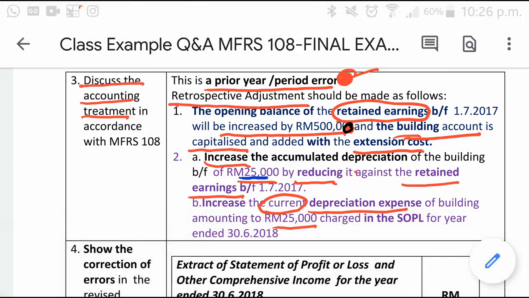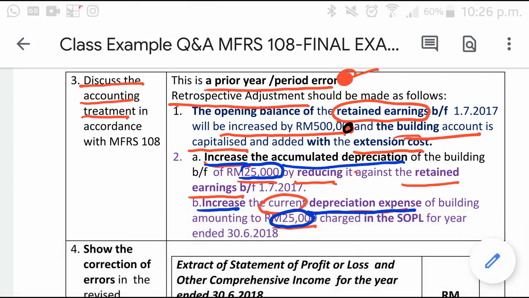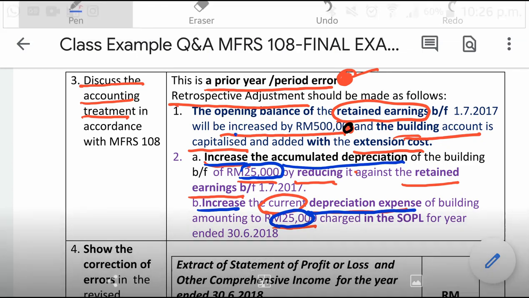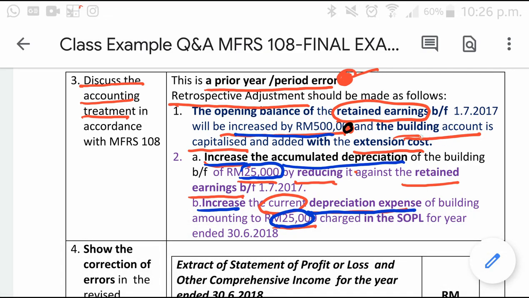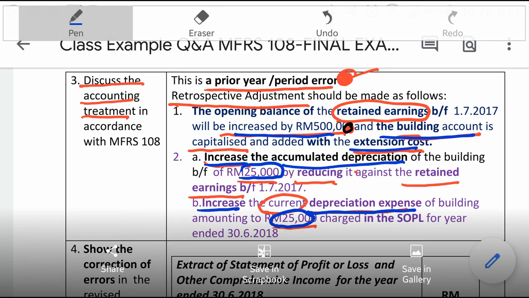Okay. This is the figure that you adjust. And this is what you adjusted, you increase. This is also what you adjusted, right? You increase also the accumulated depreciation. You also increase the building with the extension cost. Okay, now we go to the next one.